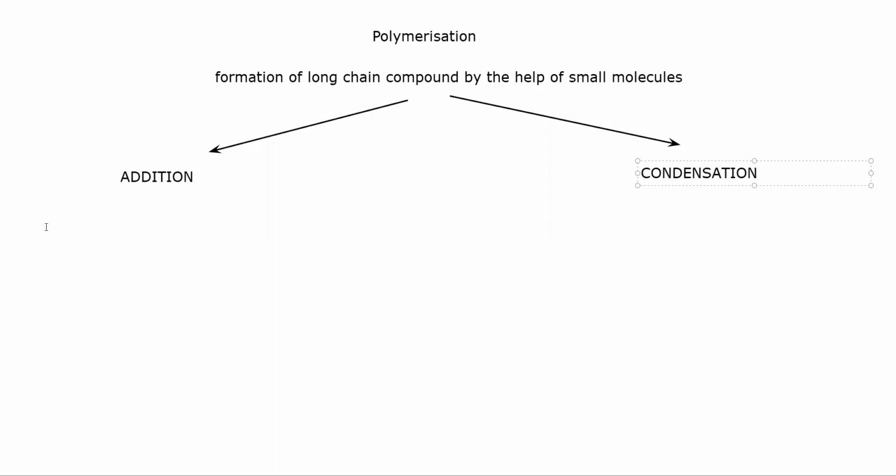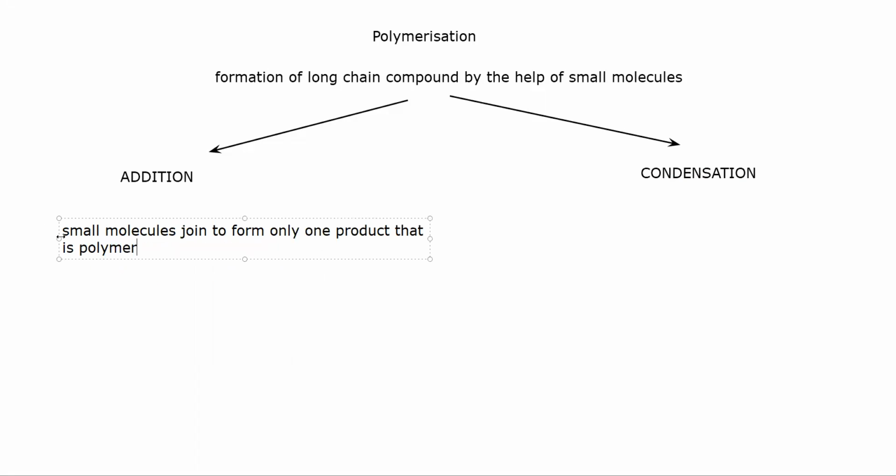The term addition polymerization means small molecules join to form only one product, that is the polymer. And as we discussed addition reaction, the term addition reaction means when there's only one product, that kind of reaction is known as addition reaction. So in addition polymerization, what happens? Small molecules will join together and form only one product, and that is the polymer.